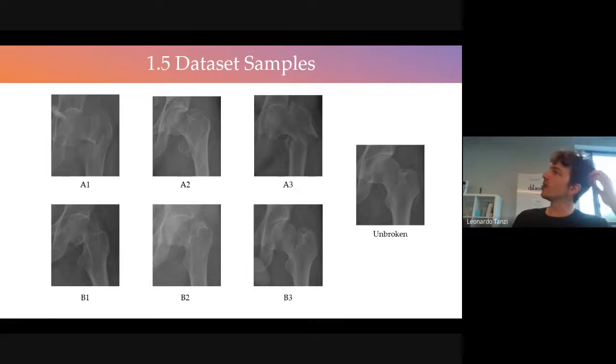These are some samples for A1, A2, A3, B1, B2, B3. And actually, it's quite easy maybe to distinguish between the unbroken class and all the other classes. But as soon as you try to distinguish between the different fractures, you need years and years of experience to classify them.